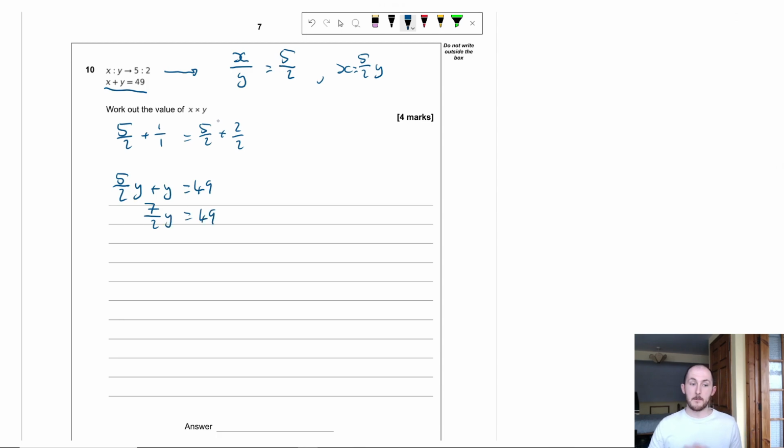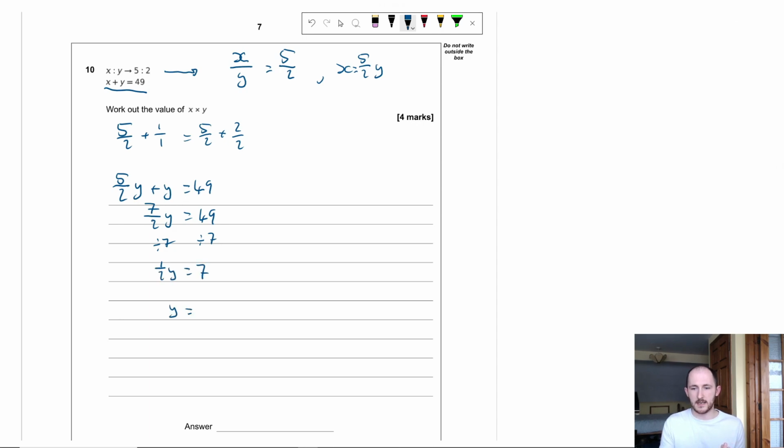Now it's not a mistake, right? A lot of people times this by 2 and you get 98, right? And then they divide by 7. Here's a little bit of a tip. You can actually divide and times in any order. So if you divide both sides by 7 first, the numbers get a bit easier, right? We get a half y equals 7.